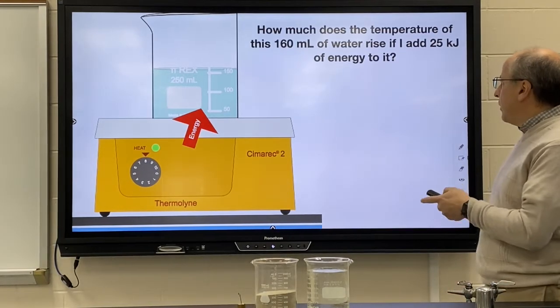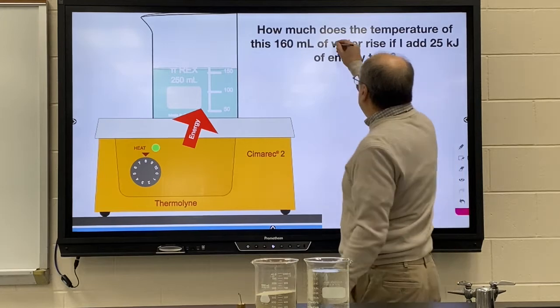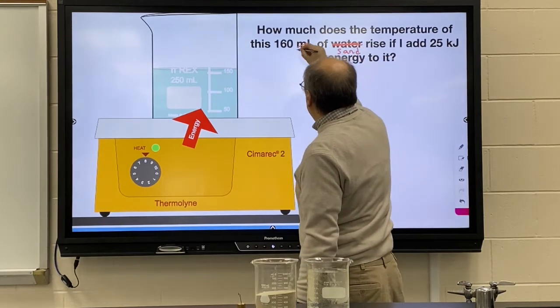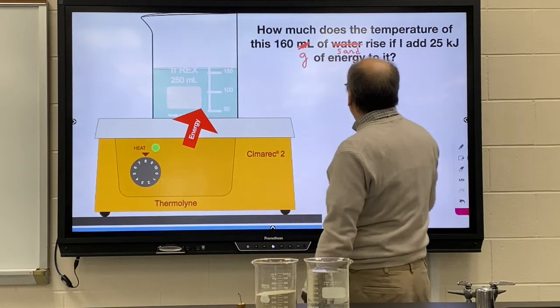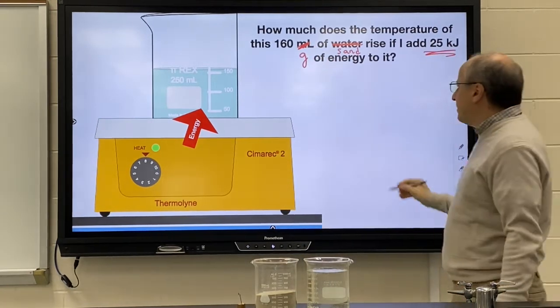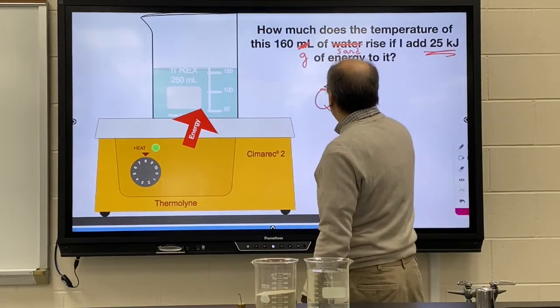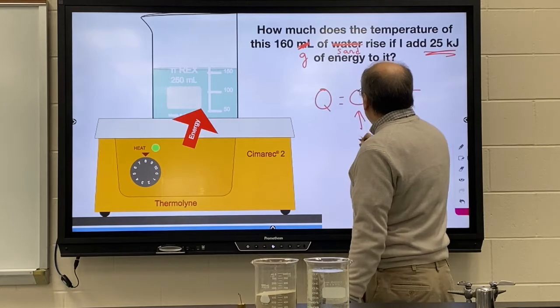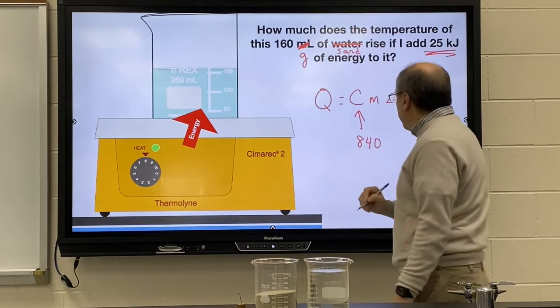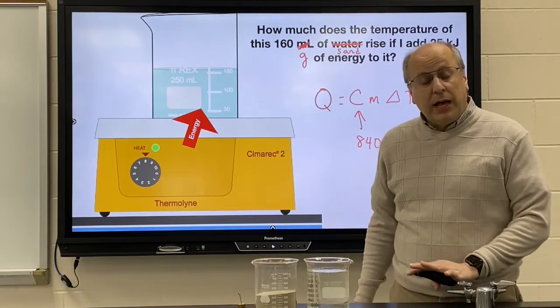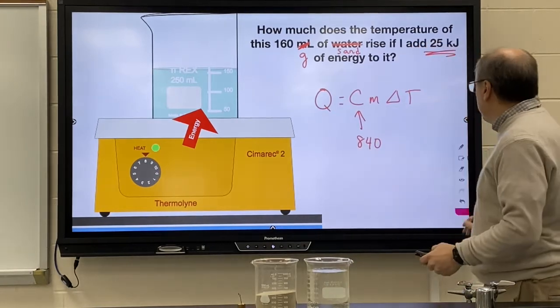So I'd like you to repeat the problem, but this time we're going to use sand, and we're going to use 160 grams of it, and we're going to add the exact same amount of energy. For sand, you don't have it on your reference sheet, it's around 840, so much lower than it is for water.